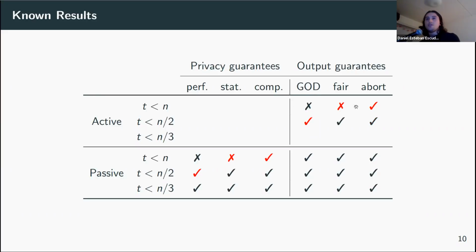Of course, if you get GOD, you get in particular fair and abort. And also, if you get it for T less than N half, you get it for T less than N third because of what we discussed already. What about the privacy guarantees?